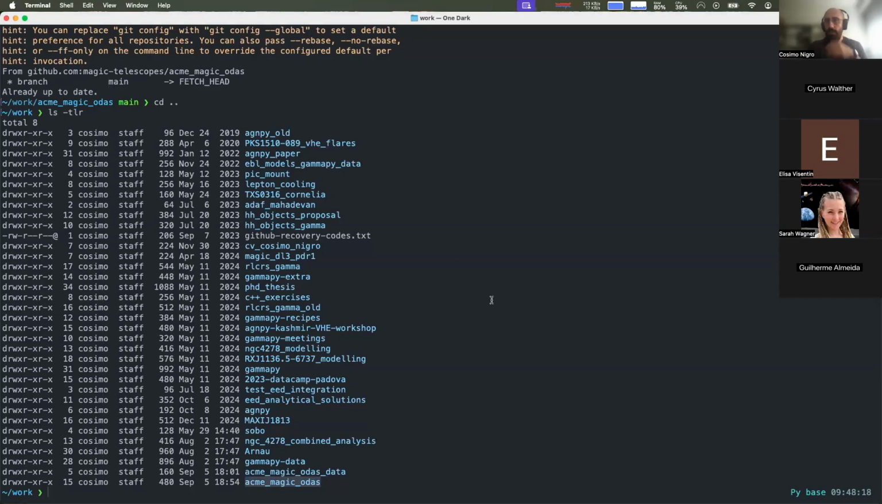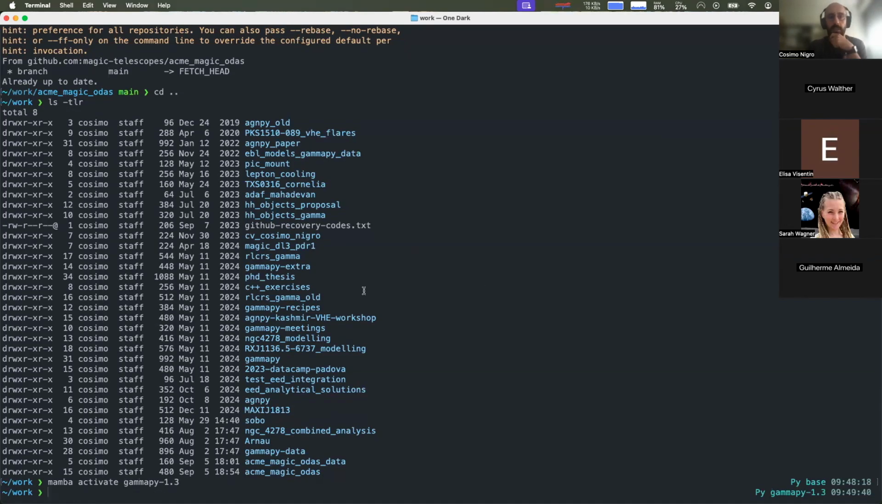Okay, so let's first activate the GammaPy environment. You can use Conda or Mamba, or maybe you have actually installed GammaPy in your base environment.